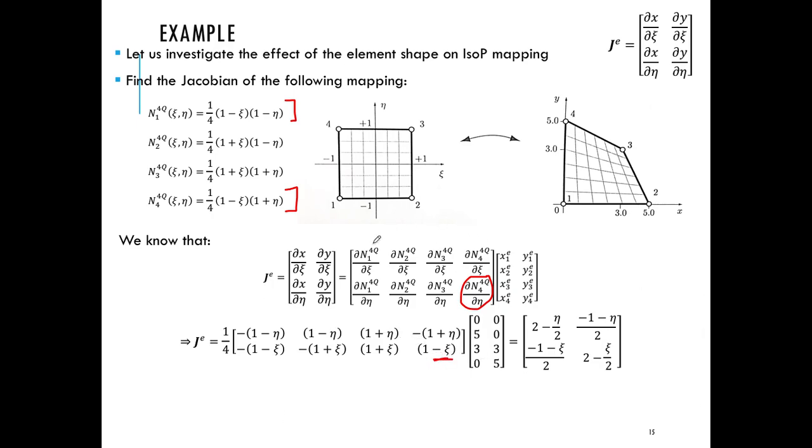Great. So we can find these quite straightforwardly using our expressions, and then that is being multiplied by the nodal positions. Node 1 is right here, it's 0, 0. Node 2 instead is 5, 0. Node 3 is at 3, 3. And node 4 is finally at 0, 5.